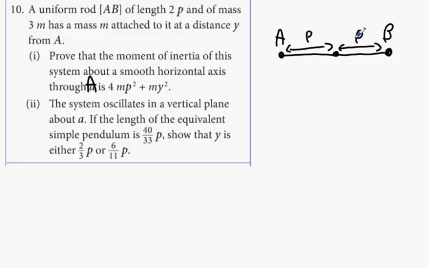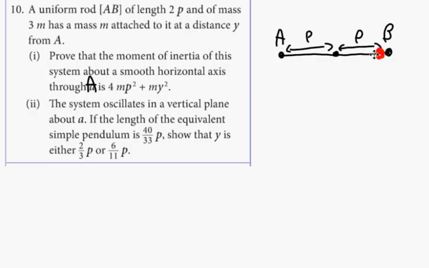It has a mass m attached a distance y from A. Y could be anywhere, couldn't it? The mass could be attached to this big 3m mass. Well, I can tell you one thing: it can't be over this side, so y is a positive value, and it can't be beyond B, otherwise they're not attached. So y has a range of 0 to 2p. It has to be somewhere in that range. Would you agree with that?